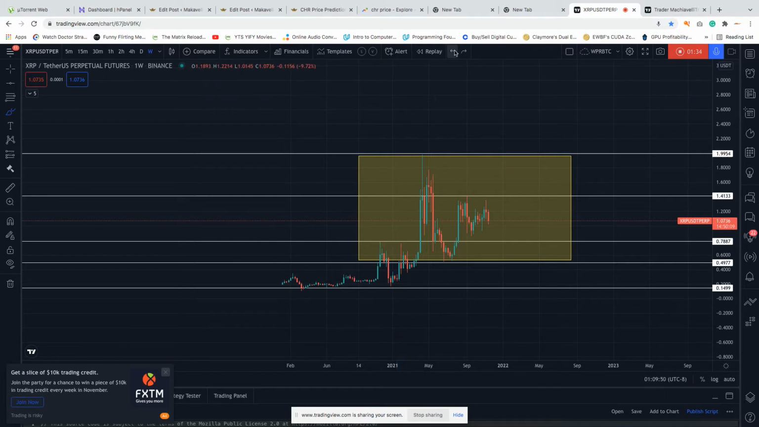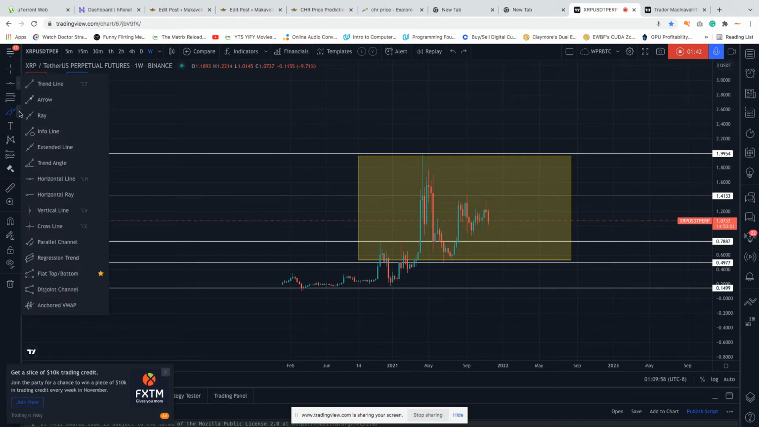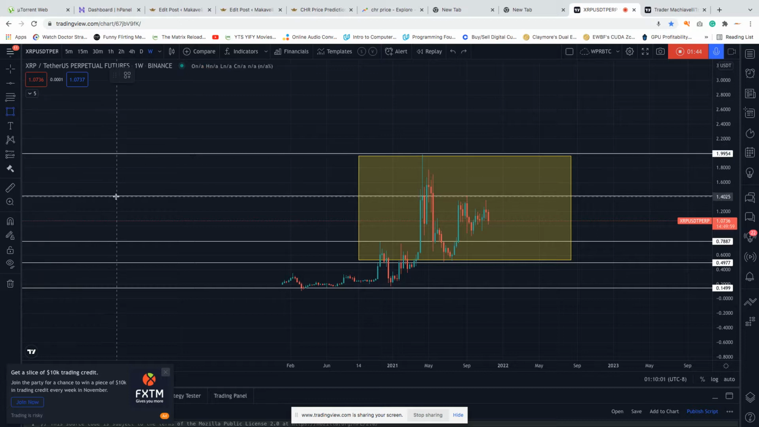So now that I've gotten that, the next thing I want to do is make sure that I find the real area. Now, I treat support as an area, not a line. What do I mean by support is an area, not a line?